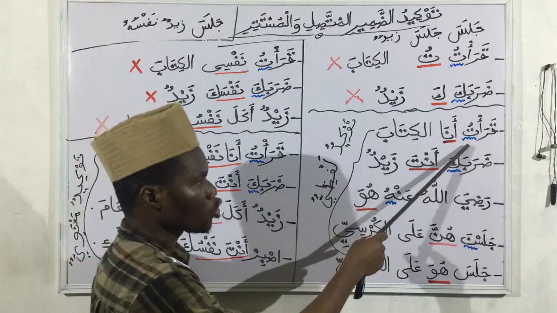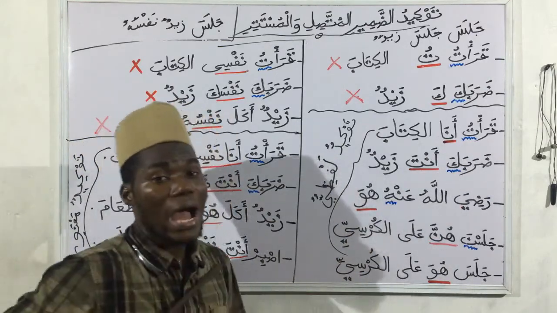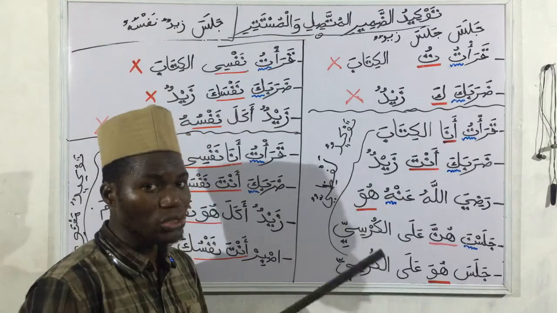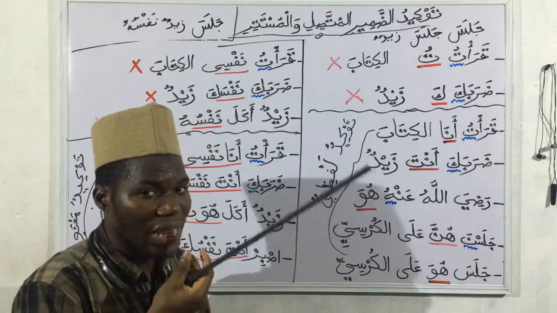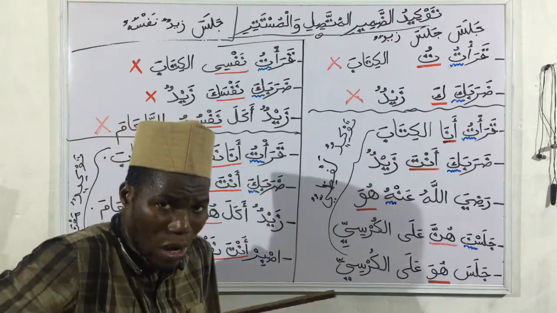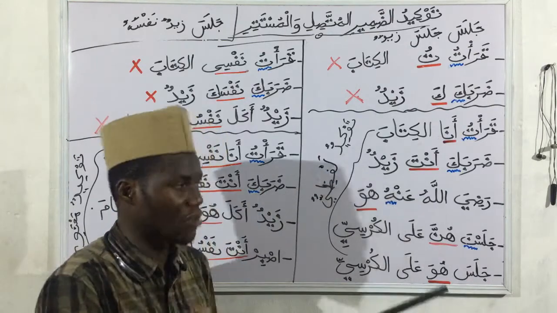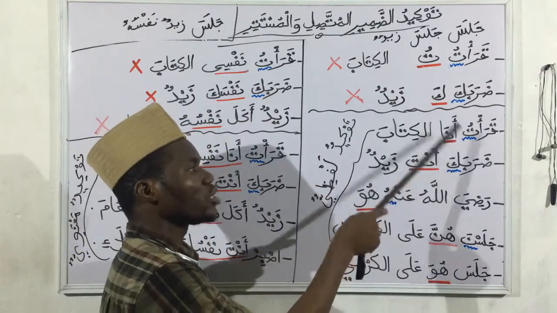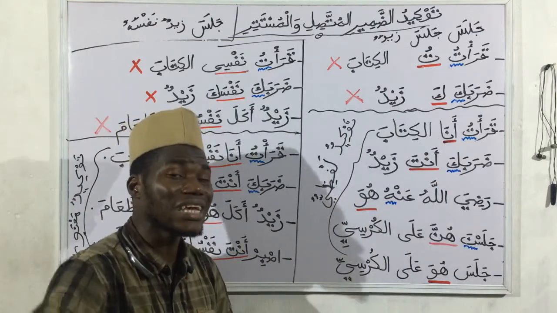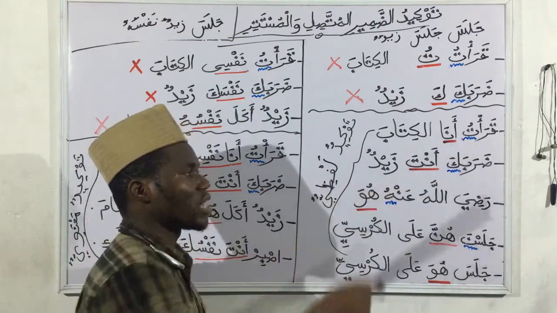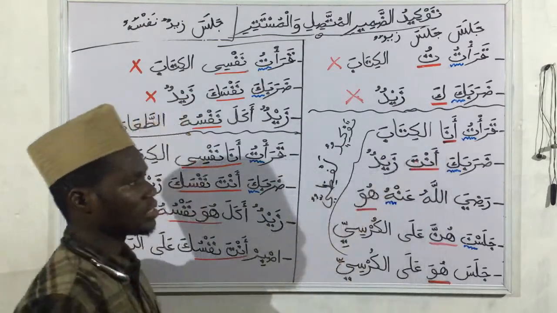So if I want to say "katabtu", I will not say "katabtu al-kitaba", but let's say "katabtu ana al-kitaba". So that's how we do emphasis. Taukid al-lafzi, emphasis on the wording. "Katabtu", I want to re-emphasize myself. You get it? It's the wording I want to re-emphasize. So you re-emphasize it by bringing a detached pronoun that corresponds with that damir. So that's "katabtu ana al-kitaba".